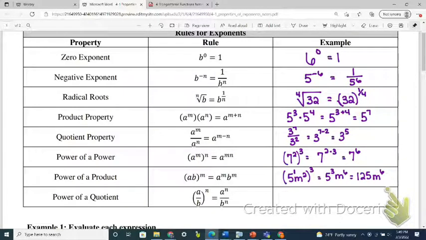The quotient one, so I can distribute. So if I have 5/3 all raised to the 4th power, that means I have 5 to the 4th over 3 to the 4th. So I can figure out what those are. I get 625 over 81. So from here, we are going to go ahead and look at some examples.